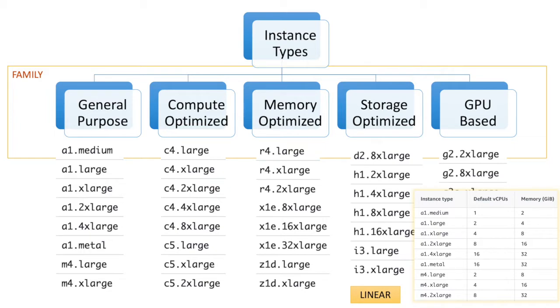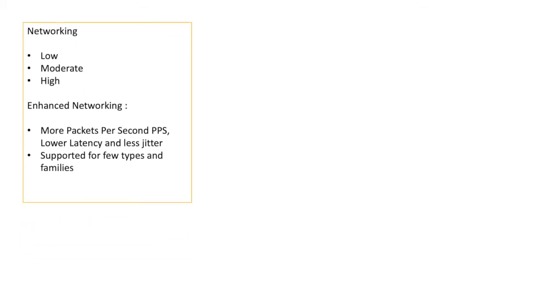Now the second thing of hardware that we left out is the networking. The networking is whether you want a low networking speed, moderate, or a high. So they have just given you three categories, and on top of that there is an enhanced networking which is only provided for very limited families and instance types. Okay, but it is going to provide you more packets per second, lower latency, and less jitter.